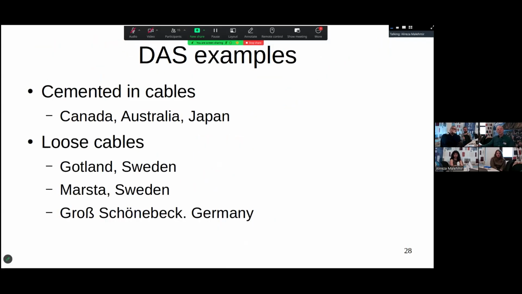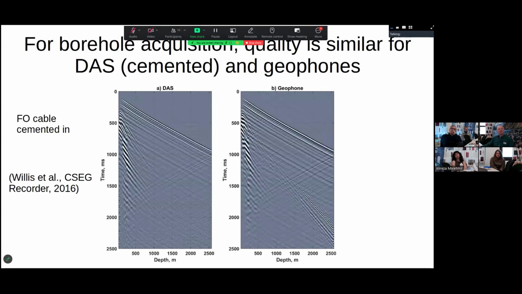So I'll move on to DAS now. We have some examples here we're going to look at. First, I'm going to show where the cable has been cemented into the borehole. This is the ideal case, and then we'll look at the case where we have a loose cable, where the cable's just been lowered into a borehole and is retrievable. So this is the kind of example that is generally shown when people want to promote DAS.